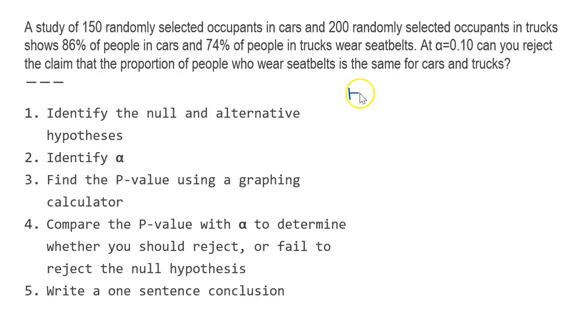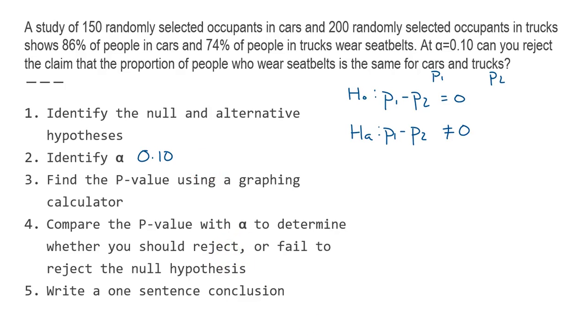So when we write our hypotheses, I'm going to call cars P1 and trucks P2. So our null hypothesis is that P1 minus P2 is equal to 0, that there is no difference. For our alternative hypothesis, all they're asking is if we can reject this claim, so I'm going to say that this would be not equal to 0. All right, alpha in the problem is 0.10.